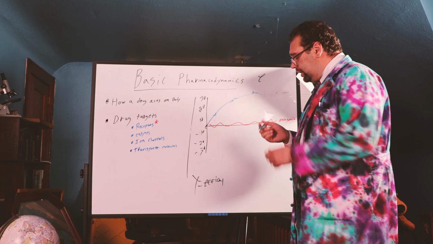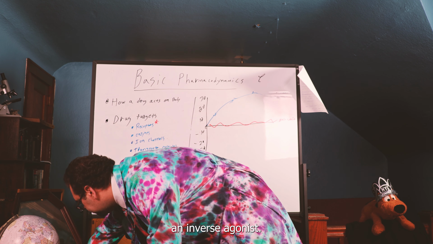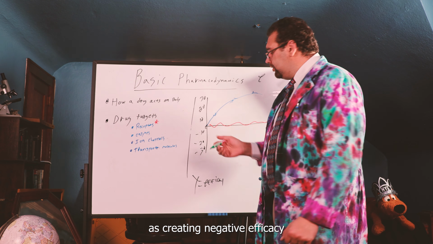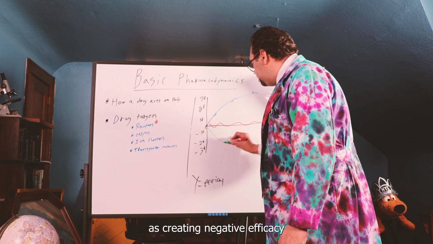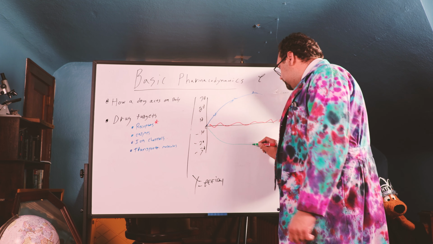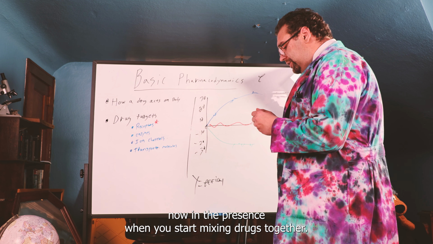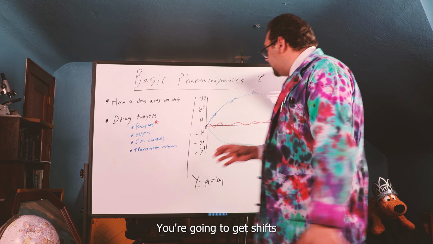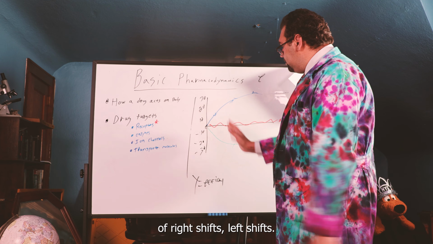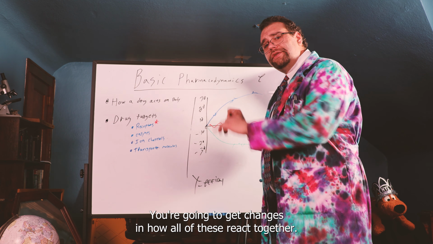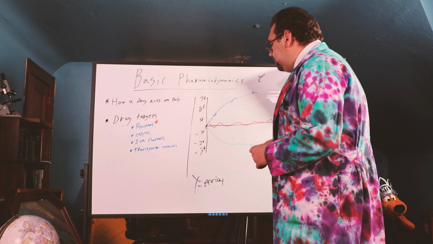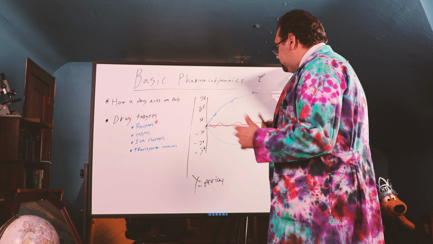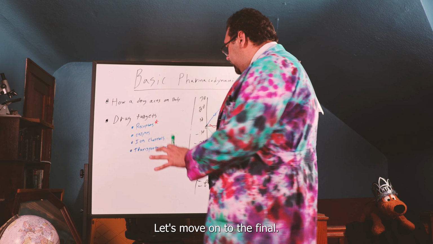Like that. An inverse agonist can be thought of as creating negative efficacy. Now, when you start mixing drugs together, and that also applies to endogenous chemicals, you're going to get shifts, right shifts, left shifts. You're going to get changes in how all of these react together. But that is for a later lecture. Let's move on to the final.